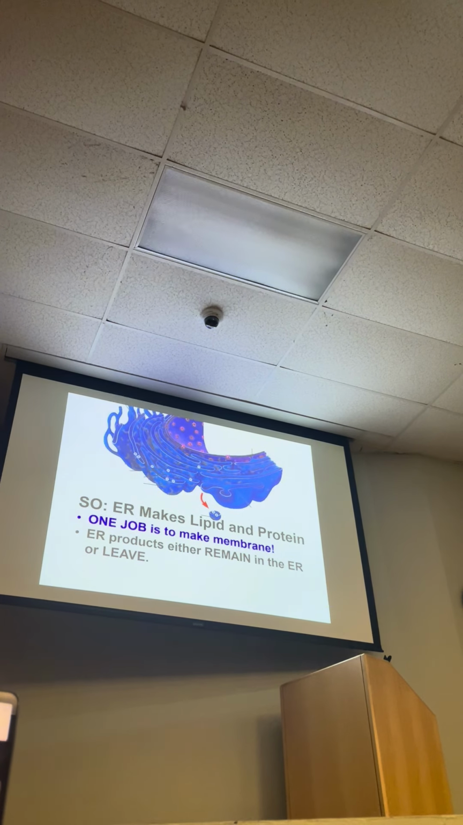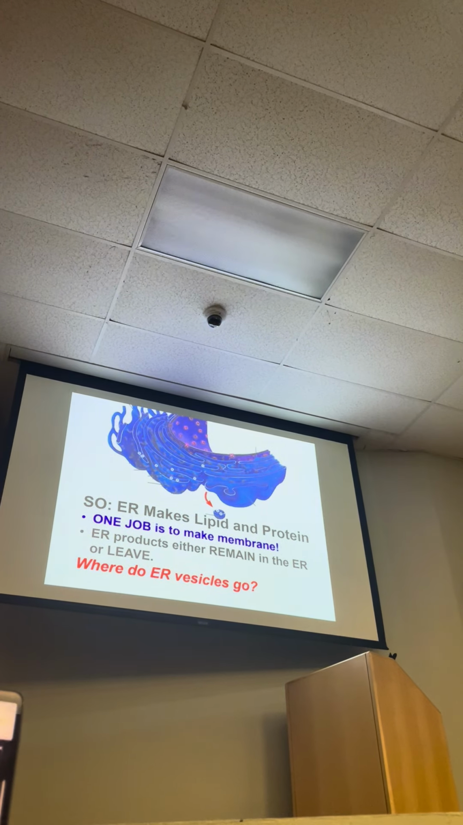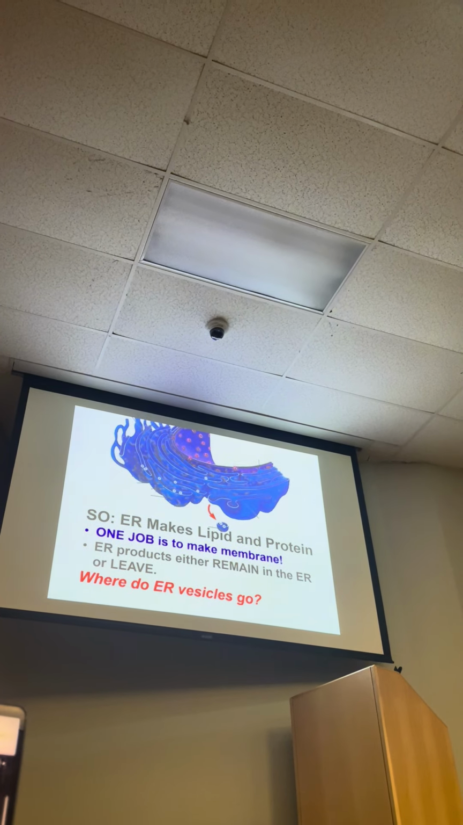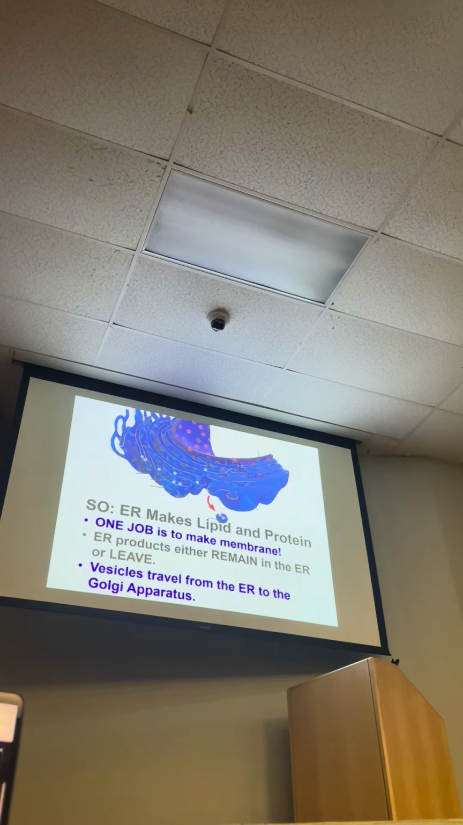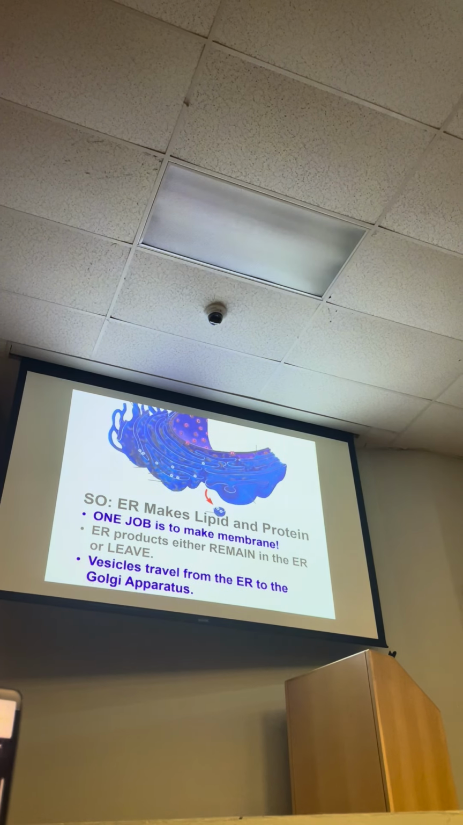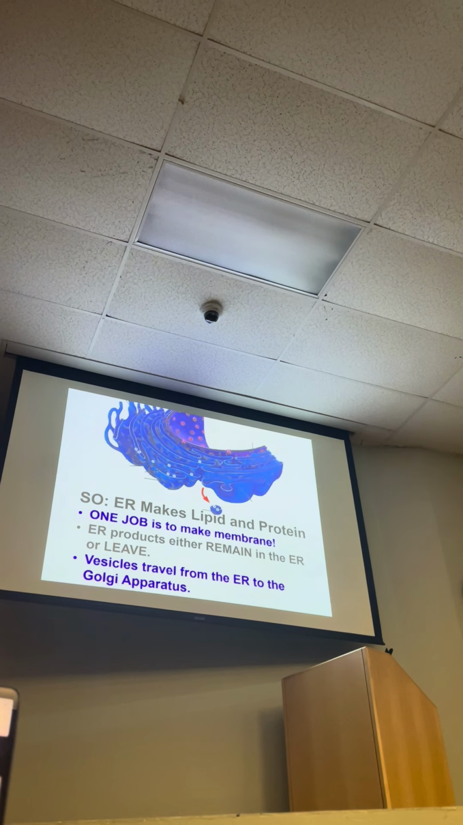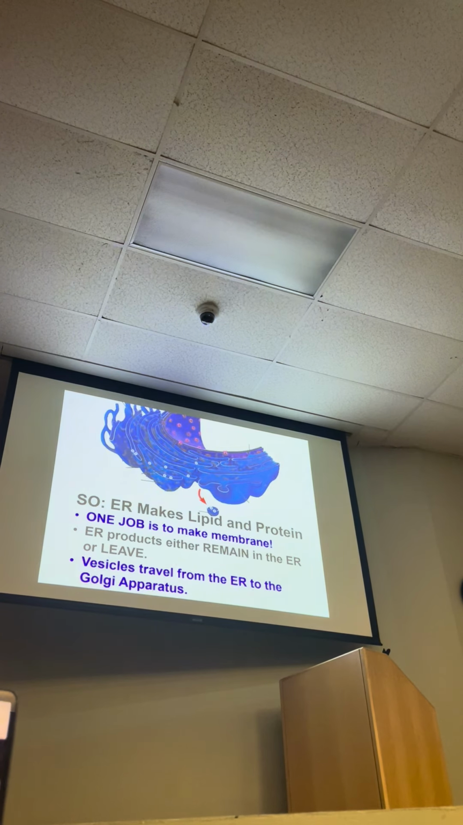So ER products are either going to remain in the ER or they will leave. Where do the ER vesicles go? We said it earlier in the lecture. They go to the Golgi, right? And this is the most famous route. It's not to say there couldn't be others, but the most famous and well-characterized route of vesicular trafficking is from the ER to the Golgi.